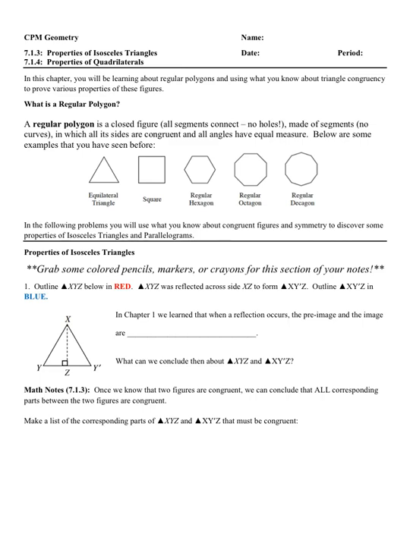In the following problems, we're going to be using what we know about congruent figures and symmetry to discover some properties of isosceles triangles and parallelograms. First, let's start with properties of isosceles triangles. What I'd like you to do is grab some colored pencils, markers, or crayons for this section of your notes. Specifically, we're going to be using red and blue and green. The first thing I'd like you to do is outline triangle XYZ below in red.